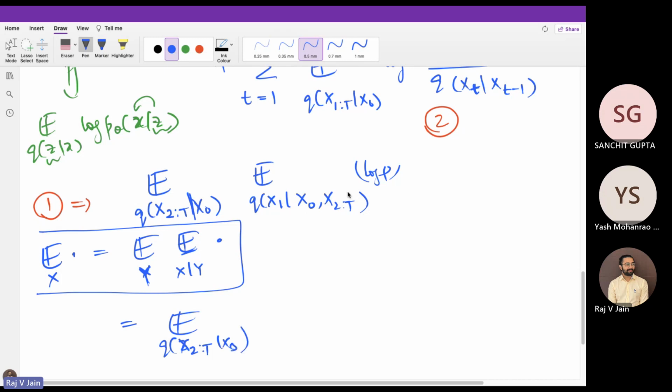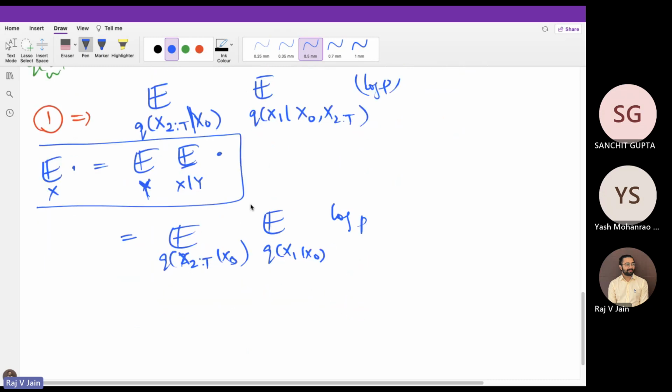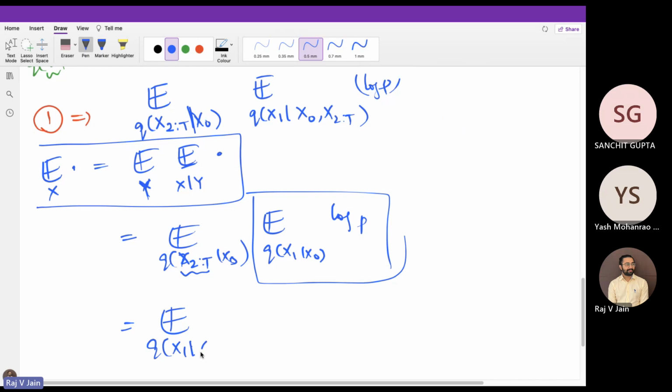Now we know that this is just q of x1 given x naught, because that's a Markov chain. This is the leap we are taking, the Markov chain coming up here. So log p, as a function, doesn't depend on the x2 to T random variables, so this can be taken out of the expectation, and therefore this just becomes expectation over x1 given x naught of log p theta of x naught given x1. Then the expectation of 1 is just 1 into 1.